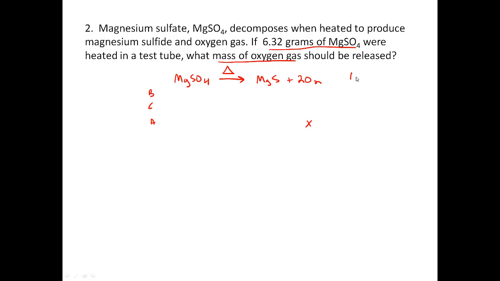If 1 mole of MgSO4 is 120.3 grams, if I have 6.32 grams, how many moles is that going to be? We're looking at 0.0525 moles of MgSO4. Okay, we can put that in our BCA table.